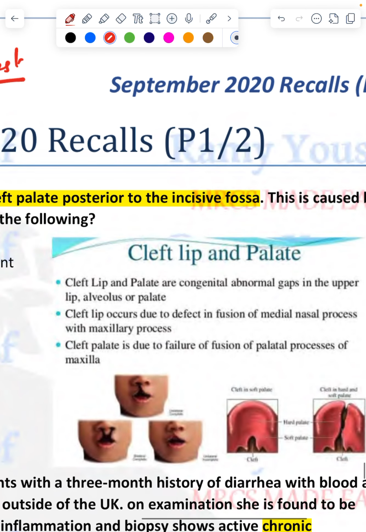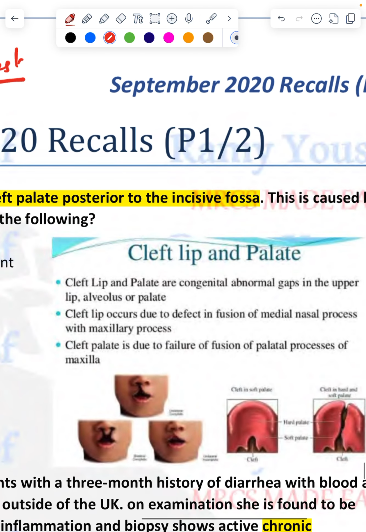Cleft lip and cleft palate are congenital gaps. Cleft lip occurs due to defect in the medial nasal process and maxillary process. This is one question. Cleft palate is due to failure of fusion of palatal processes of maxilla. This is palatal processes.